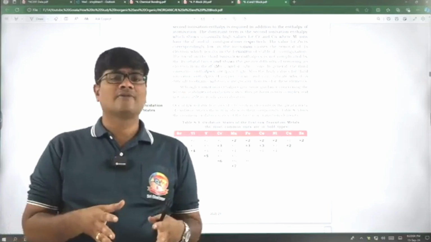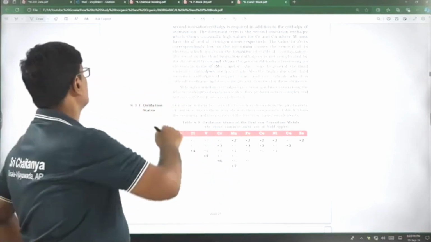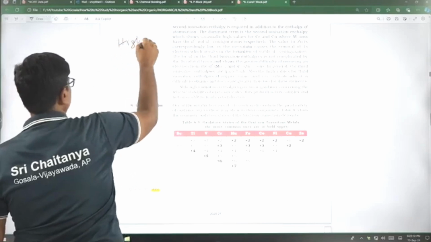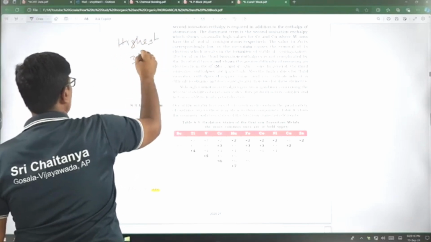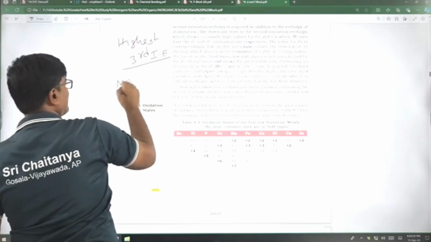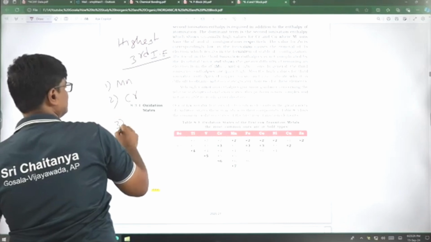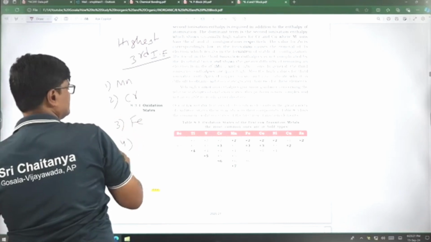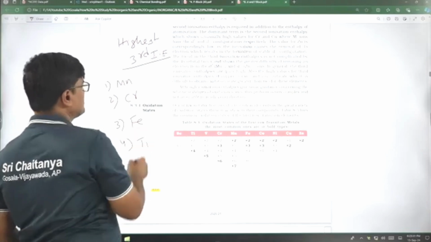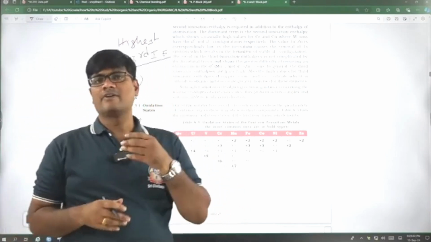For example, if they ask which of the following elements has the highest third ionization energy, and the elements they have given are manganese, chromium, iron, and then for example titanium. So what is the answer? We'll get manganese, because Mn2+ has a d5 configuration.